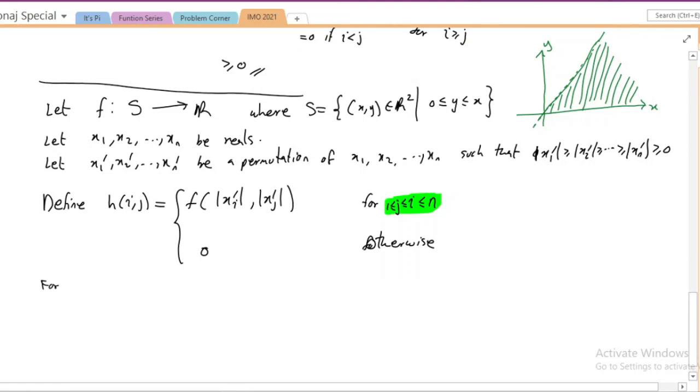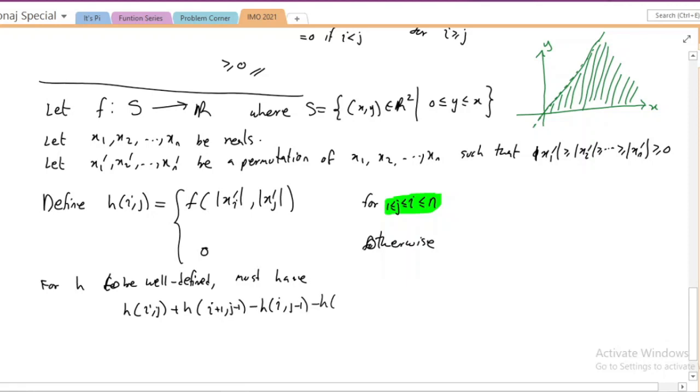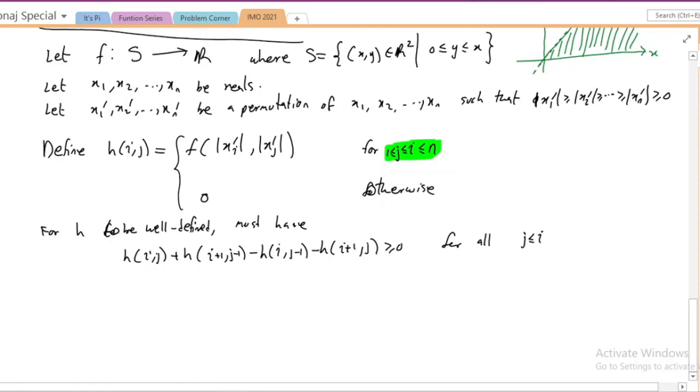So for h to be well defined, we must have h(i,j) plus h(i+1,j-1) minus h(i,j-1) minus h(i+1,j) greater than or equal to 0 for all i, j less than i, integers. So I must have this everywhere.